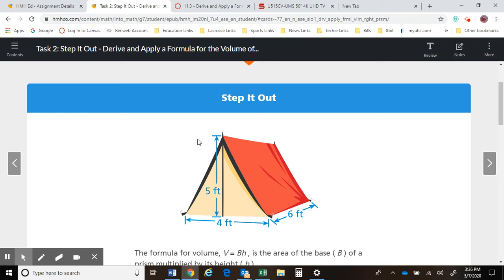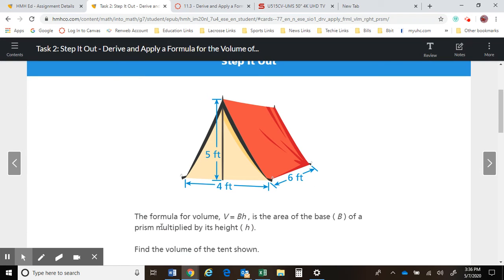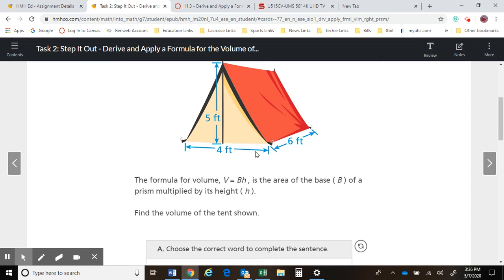the volume of a right prism, you need to find the area of the base and multiply it times the height of that prism. So the formula for volume is V equals B, where that's the area of the base, and it's multiplied by its height, that's lowercase h. So find the volume of the tent as shown.